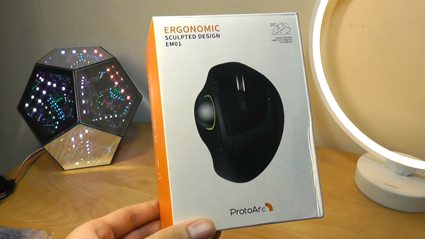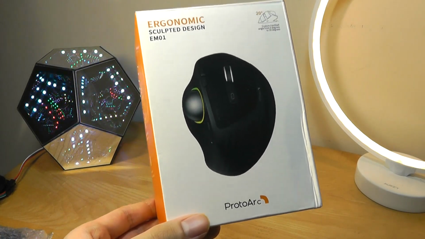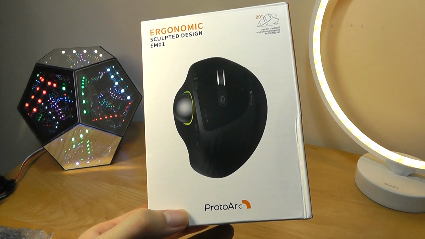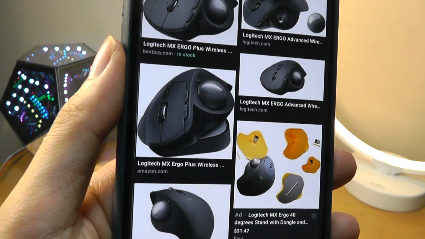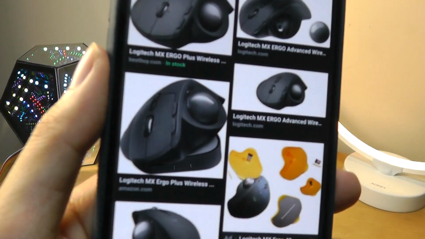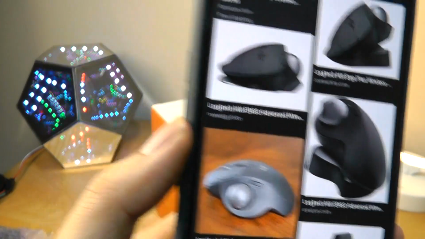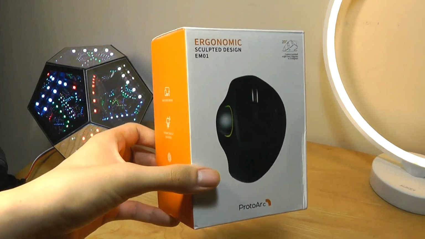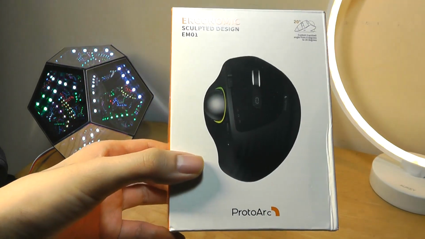Today we're taking a quick look at the ProtoArc EM01. This is an ergonomic trackball mouse. Now from a design perspective, I will say that this strongly resembles the Logitech MX Ergo Plus wireless trackball mouse. In fact, this is probably where they got their inspiration from. However, Logitech's variant sells for $100, so this is going to be saving you almost 40% of the price of that model, giving you almost identical functionality.